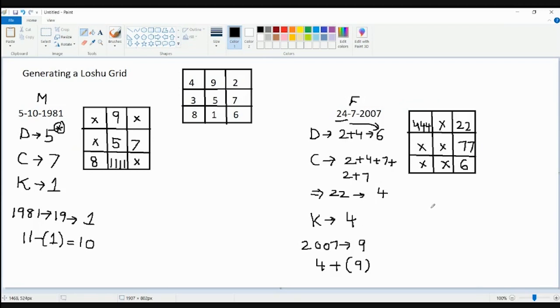In this case, the vibration of number 4 is 3 times. Vibration of 2 is 2 times. Vibration of 7 is 2 times. And vibration of 6 is 1 time. So this is how you have to generate the Loshu grid.